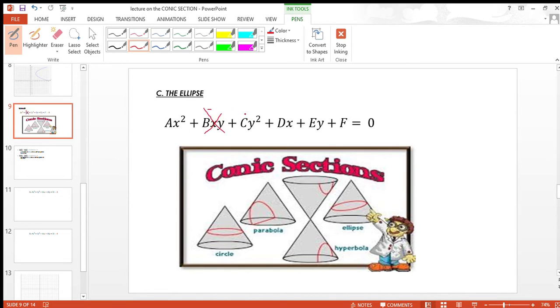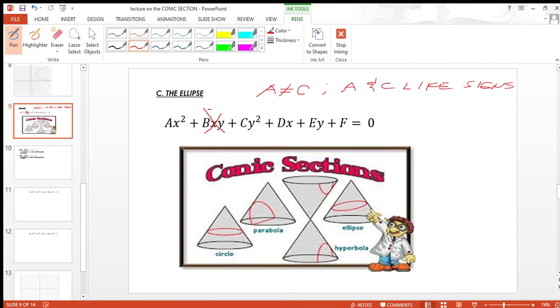The term xy is missing, and this time we will be considering the condition that a will not be equal to c, like for the circle, and another thing, a and c must have like signs. So if A is positive, we expect that C is also positive. If A is negative, C will also be negative.